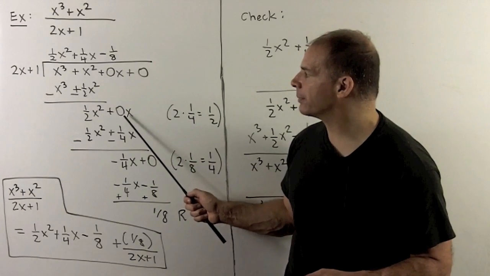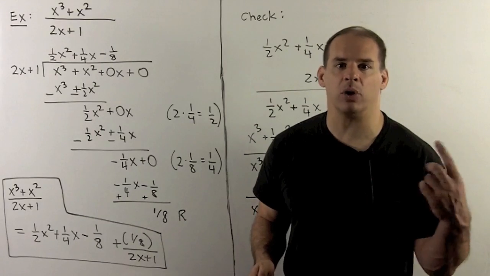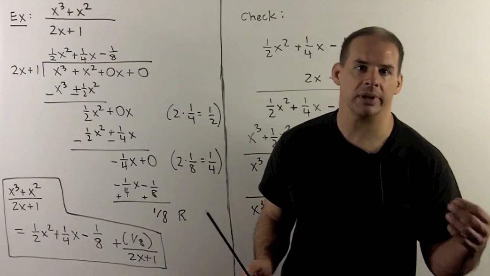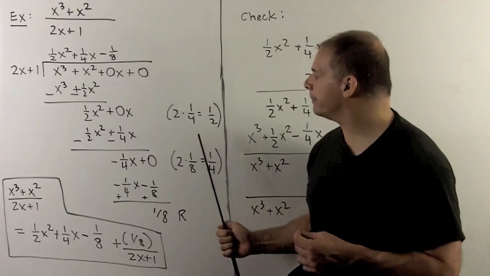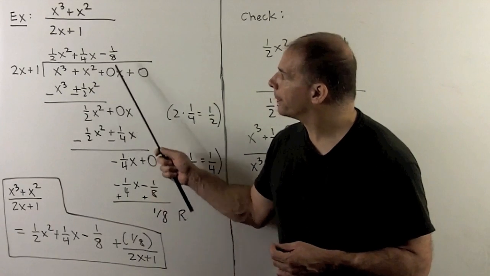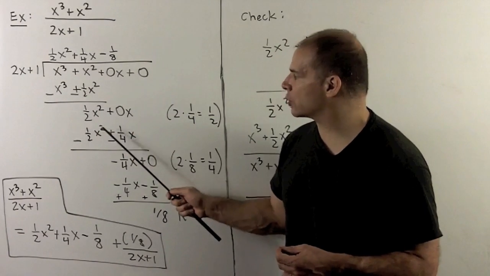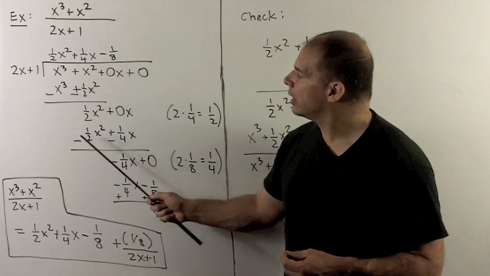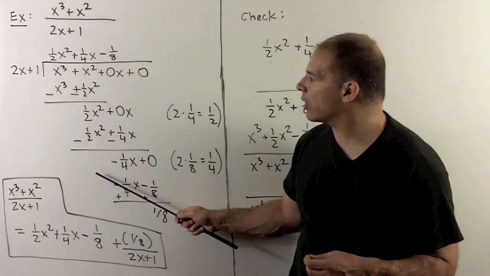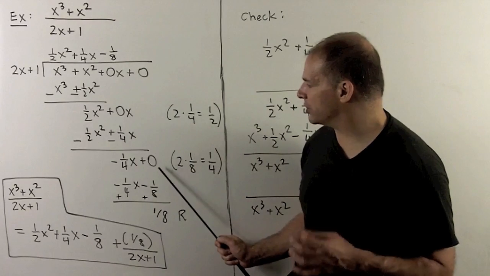Drop down 0x. We match the 2x to a half x squared. So to go from x to x squared, I multiply by x. To go from 2 to a half, we multiply by a quarter. Okay, if you need to work with fractions off to the side, 2 times a quarter is equal to a half. Now, that means I'm going to multiply by a quarter x. So we multiply through. I have a half x squared plus a quarter x. Negate, multiply through by a minus 1, and then we add. First column goes to 0. Next column is going to go to minus 1/4 x. Drop the next term, which is a 0.